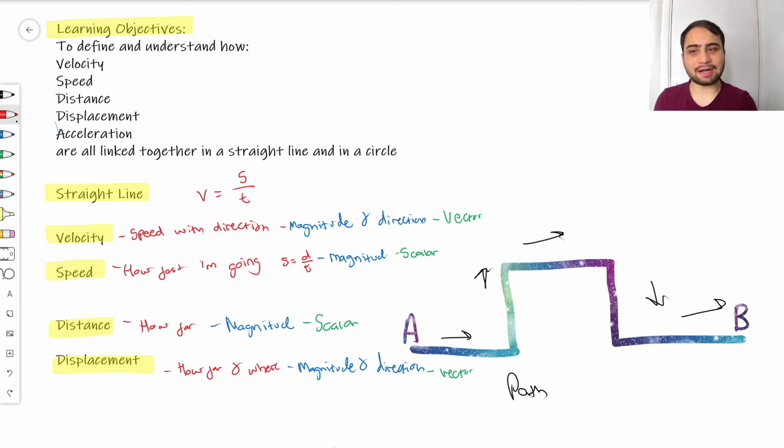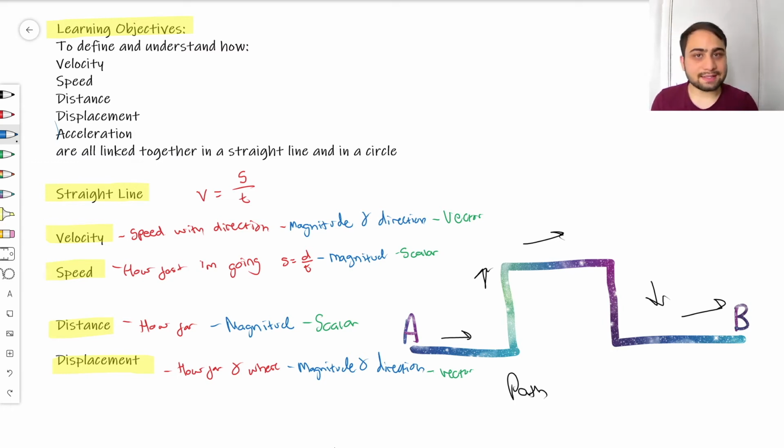Now let's have a look at how all of our, and I've missed one here as well, actually, acceleration, but we're going to have a look at all of that after we plot down on our path where all these physical quantities are actually happening. So let's have a look at the easier one first, which is distance and displacement.